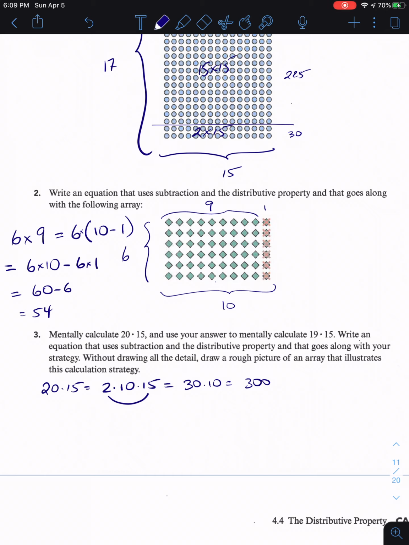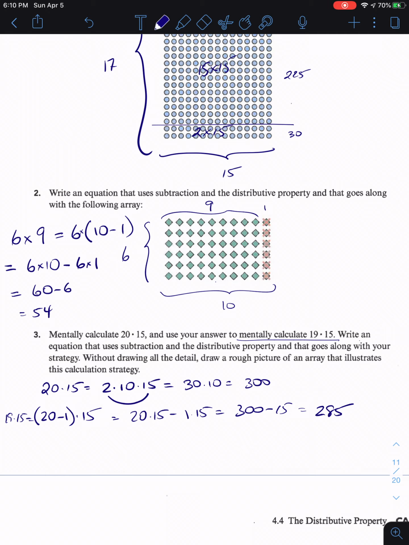Now, if we know that 20 times 15 is 300, how could we calculate 19 times 15? Well, isn't 19 20 minus 1? Right. And if we use the distributive property, couldn't we write that that is 20 groups of 15 minus 1 group of 15? So that's 300 minus 15, 285.